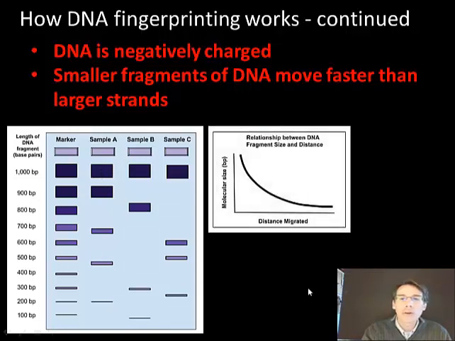So if we look here on this graph, the idea of the migration of the DNA, smaller base pairs will be able to move more quickly through our gel compared to larger ones, which would be up here.